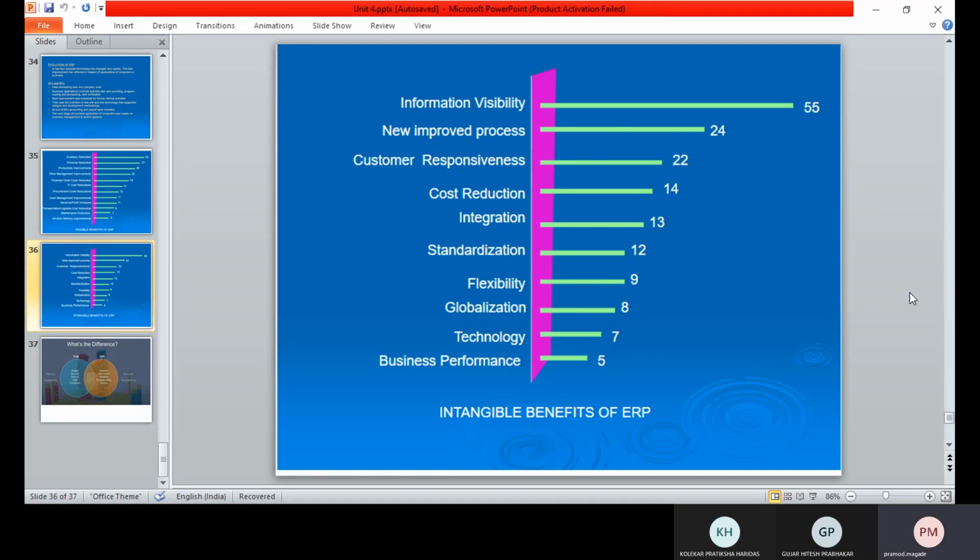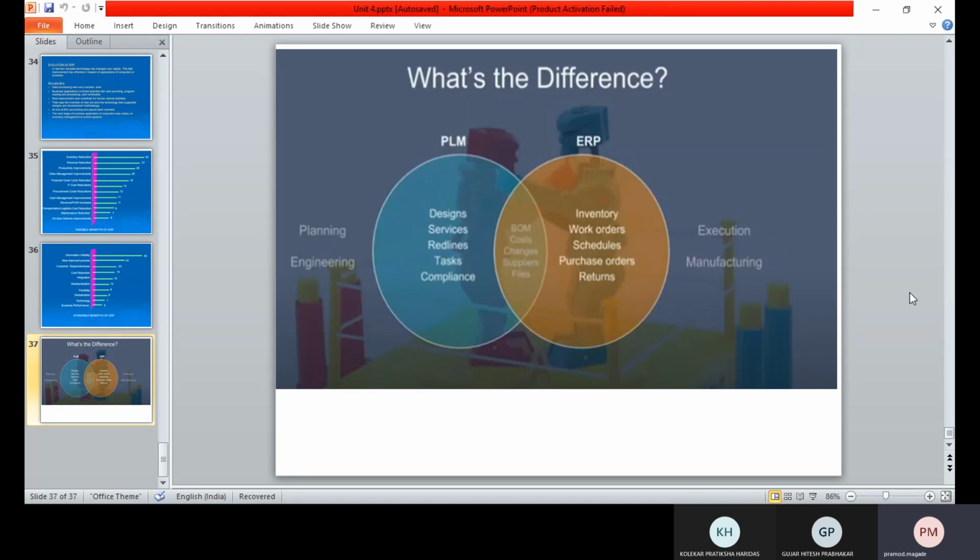Okay. Now this is about the ERP system. Here are the two things, PLM, product life management, and the ERP system. I'll tell you about PLM, but before that, I'll tell you what we are going to cover in the case of ERP.